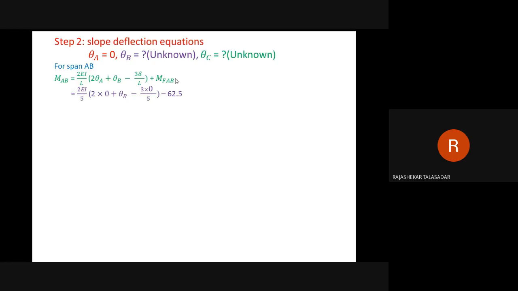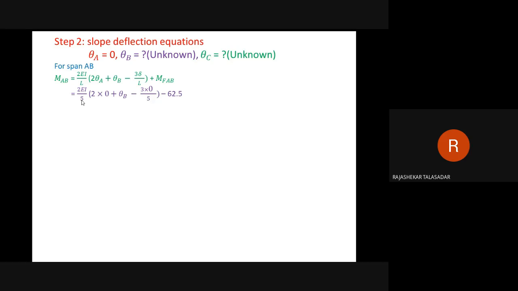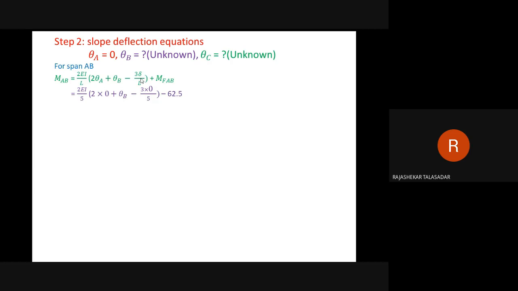Okay. Let me substitute the values here. 2 EI. What is L for the first span? 5 meter. Okay. What is theta A? 0. Theta B is unknown. Here delta. What is delta actually? It is a settlement or deflection. So in this problem, he has not given settlement of any support. Unless he says the end has settled by this much amount, you have to consider delta as 0 for all the spans. In this problem, he has not given any settlement, which means none of the supports has settled, so delta is 0 for both the spans. So delta is 0, I have put.